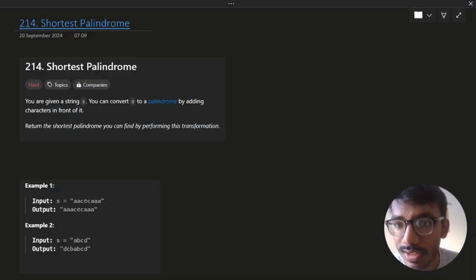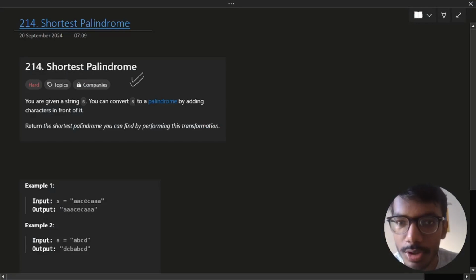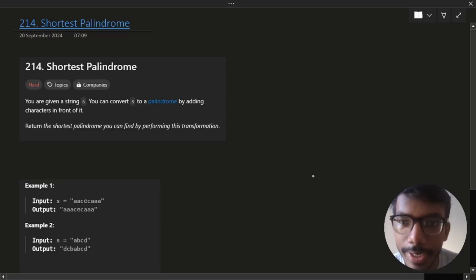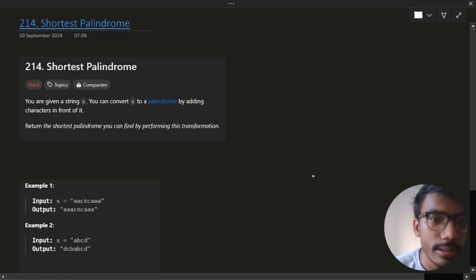Today we are going to discuss another LeetCode problem of the day, which is shortest palindrome. In this question, we are given a string s and we want to convert the string s into a palindrome by adding characters in front of it. We have to return the shortest palindrome possible, so we have to add the shortest possible characters in front of it by performing this transform. Let us see one example.